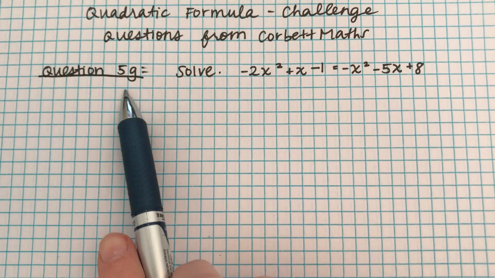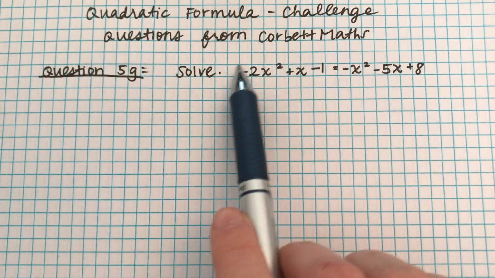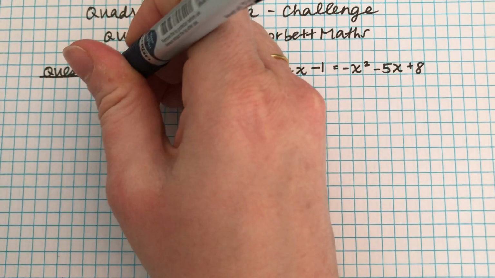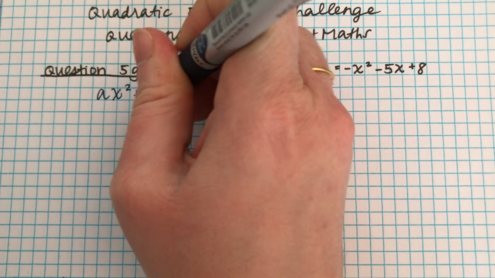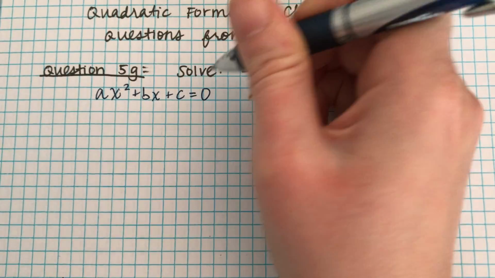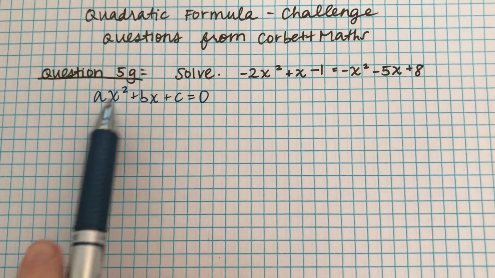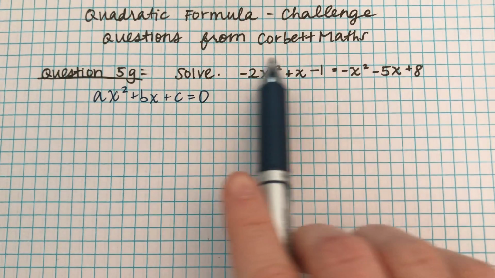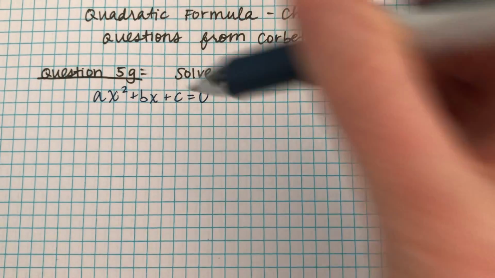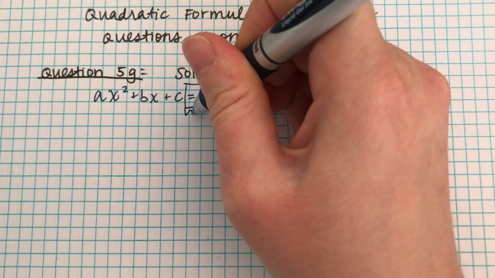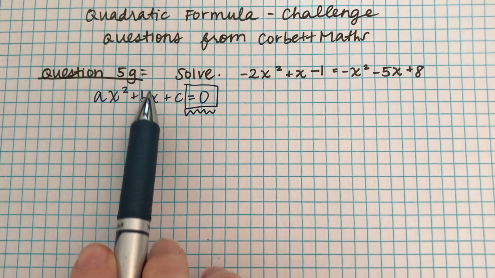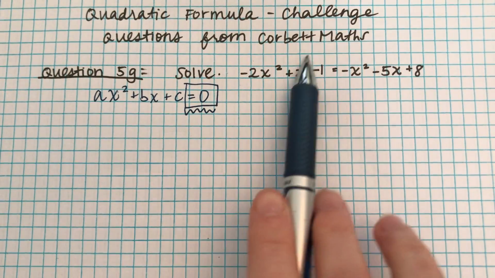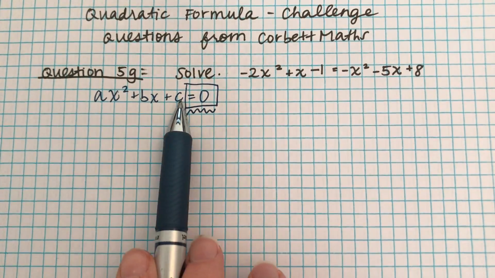So looking at question 5G, if you had something that looked like this, remember to solve with the quadratic formula, you need to have this format, this setup, in order to know what the values of A, B, and C truly are. So that means that I need to take this equation and somehow set it equal to 0. The key is having it set equal to 0. Don't worry so much about the x squared, the x, and the c. Just make sure that you move everything to one side of the equation and you have 0 over here, and then that will all sort itself out.